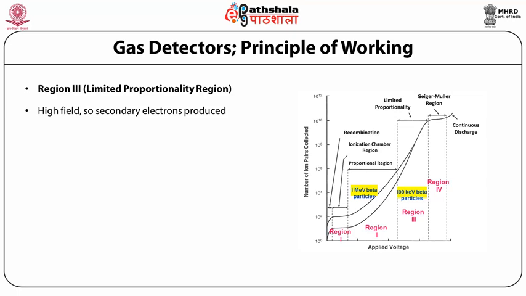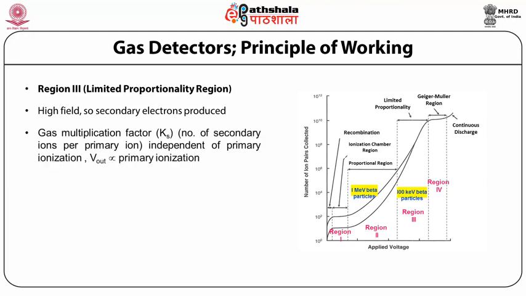So the secondary electrons are produced. These secondary electrons basically correspond to the gas multiplication factor, that is, the number of secondary ions per primary ion. Number of ion pairs multiplication is observed. The number of secondary ion pairs is independent of primary ionization. So the output voltage is proportional to the primary ionization.